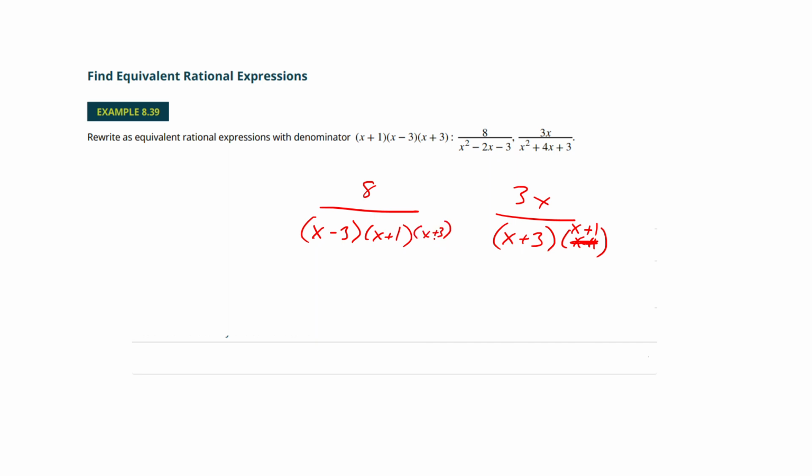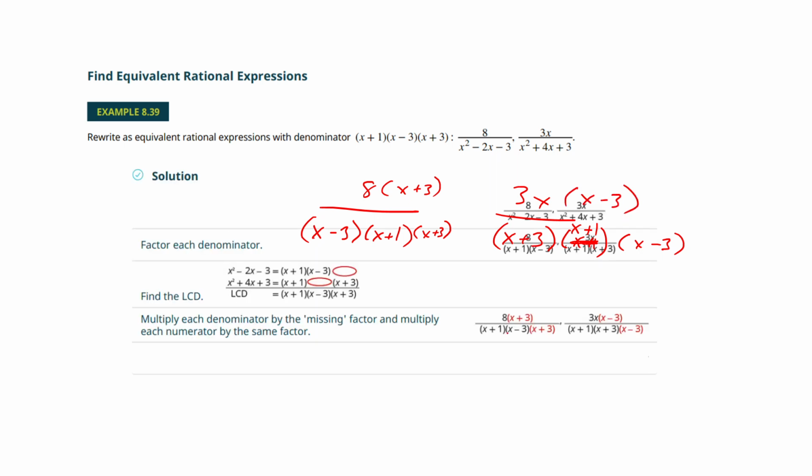Now let me pause here. I'm adding the x plus 3 to this side, but this is what we used to do with our old fractions. I can't just change the denominator. If I do that, I have to also do it to the top. And this side needed the x minus 3, so I can't just leave it there. I've got to do it to the bottom. I do it to the top as well.